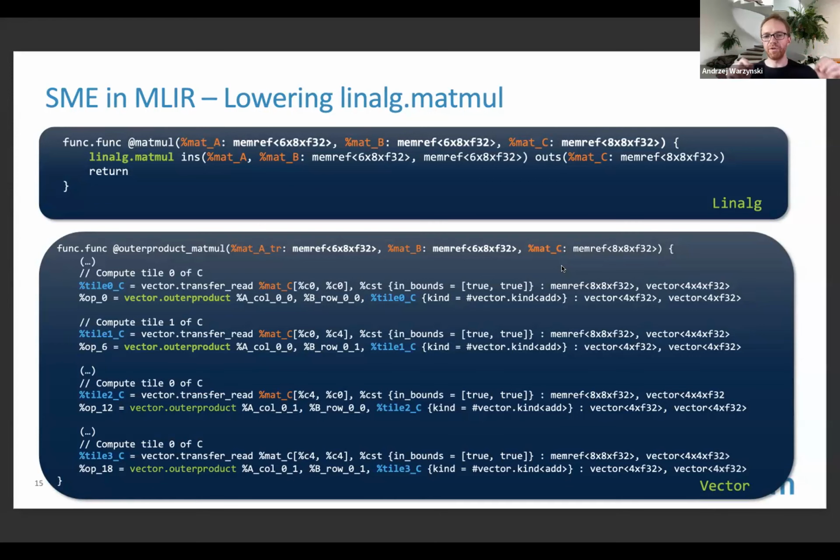But what's really key here is that this is nothing SME specific. All I'm saying is I want my linalg.matmul to be lowered to outer products, and I want it to be lowered in a way that you will be accumulating to 4 different accumulators, and that's it. And you can see the full example on GitHub. I'll give you a link on the next slide.